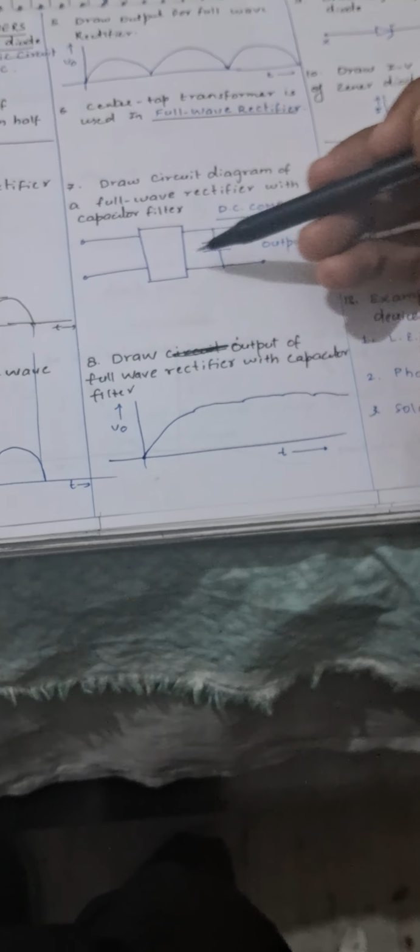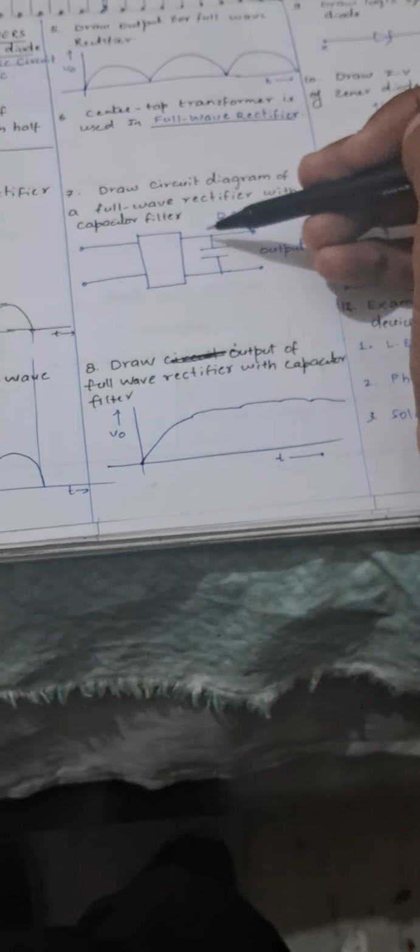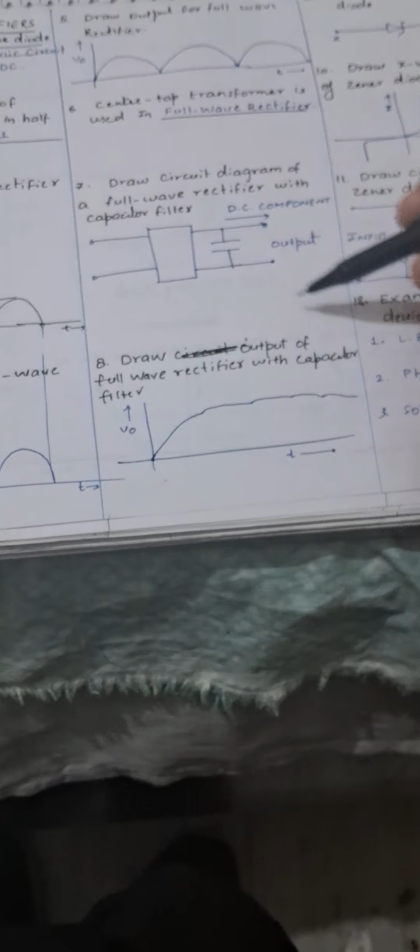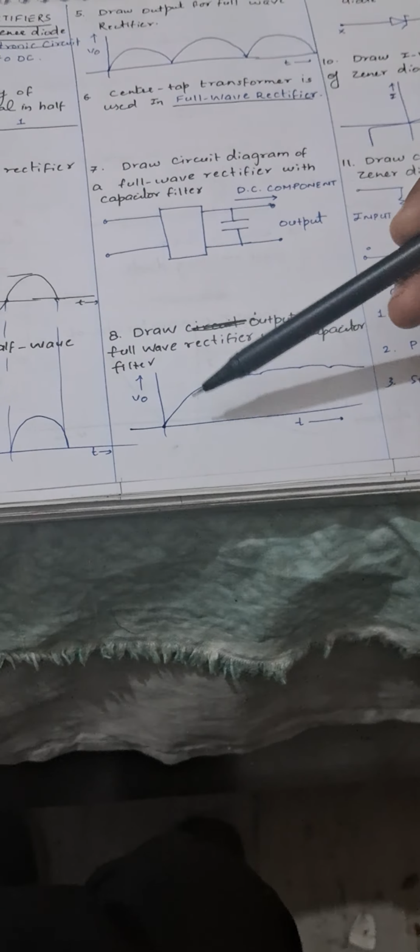Next is draw the circuit diagram of a full wave rectifier with capacitor filter. So this is the full wave rectifier, you just add the capacitor over here. And the use of the capacitor is that it offers infinite resistance for DC current, so the DC component will pass and can be taken as the output. DC component means it can be used in DC based devices. Next is the output of the full wave rectifier, so it's not completely DC but a fluctuating type of DC like this, nearly DC we have.